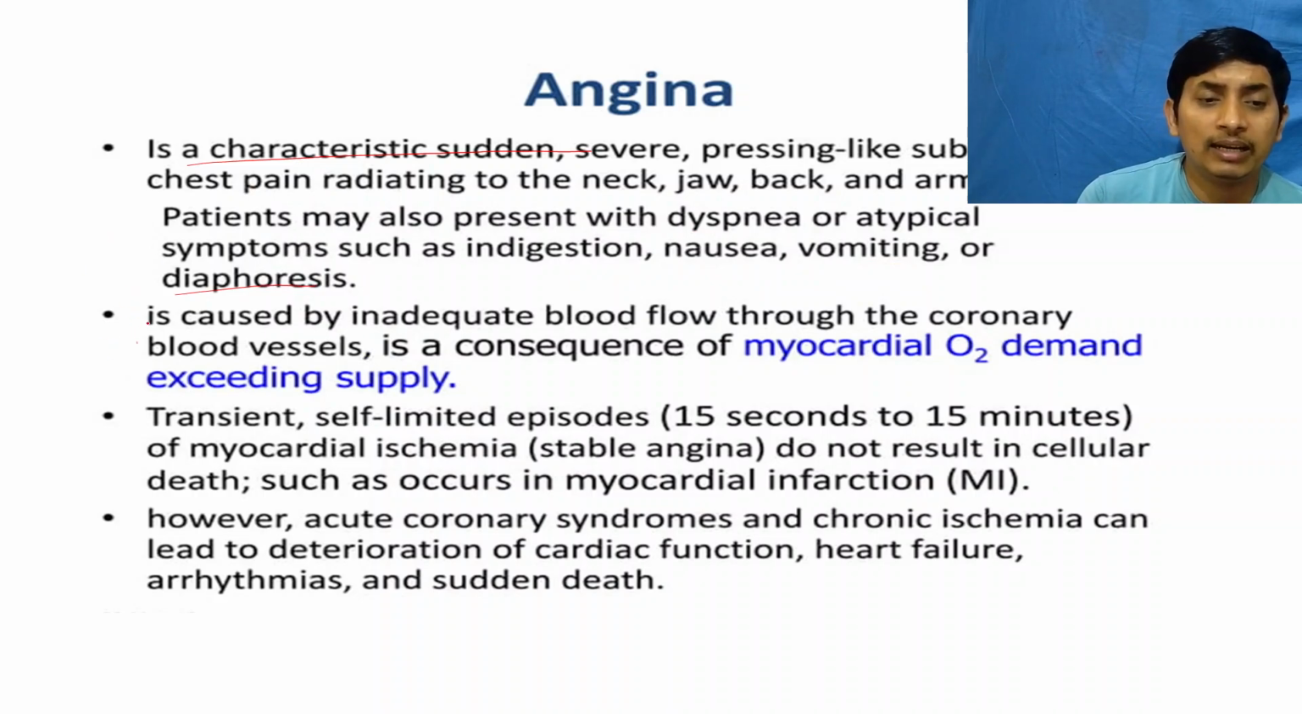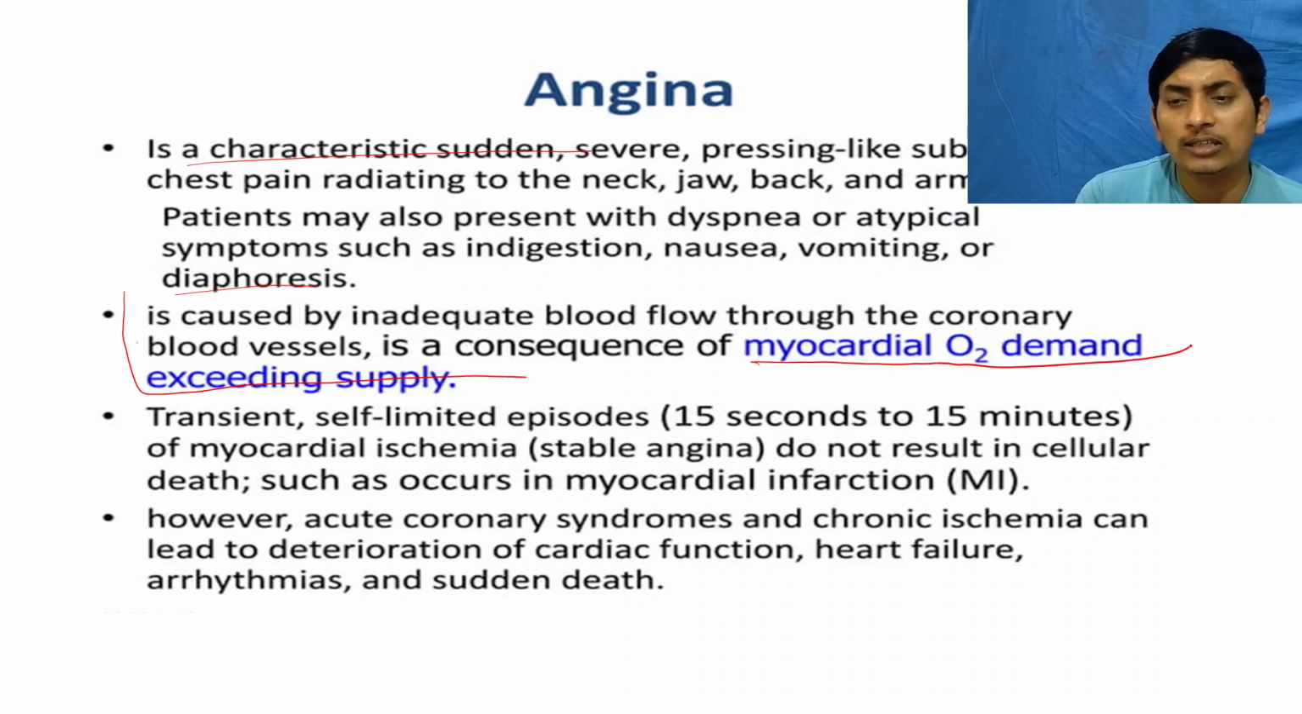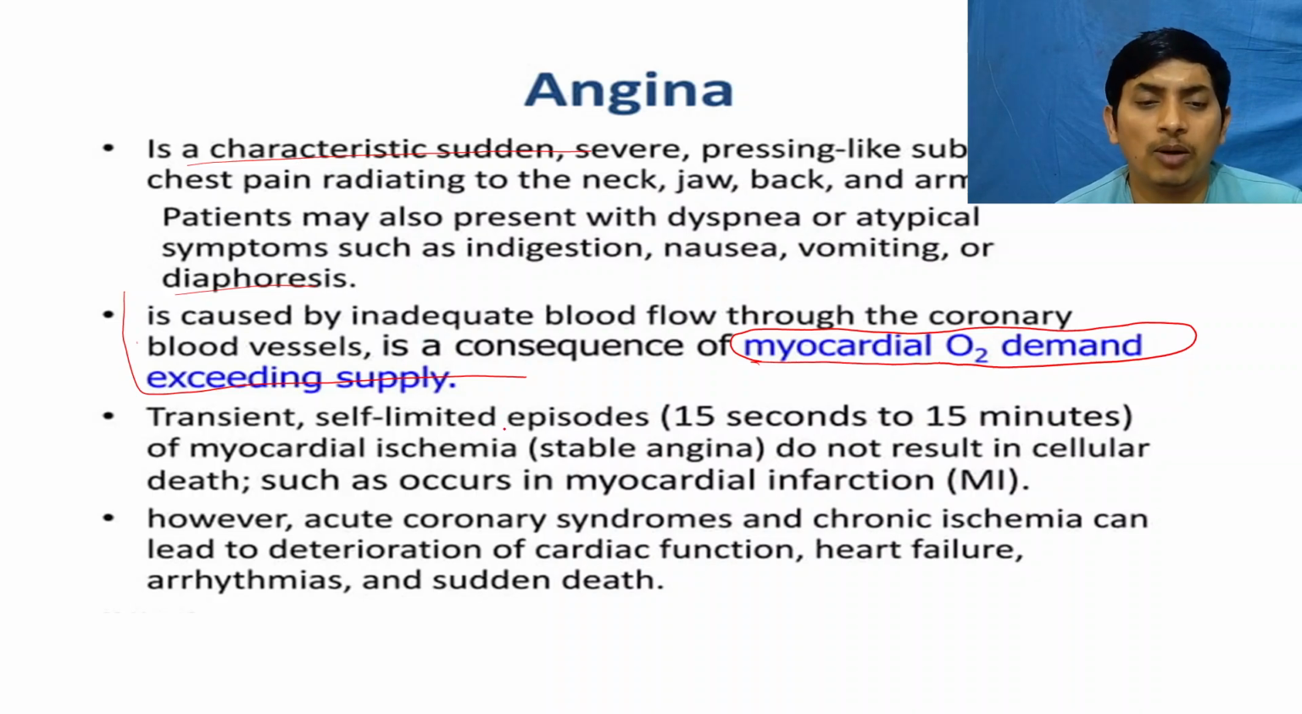Why is it mainly known as angina? Why is it called chest pain? So you can see the yellow and blue color. There is an imbalance in myocardial oxygen demand. Myocardial oxygen demand means our heart muscle demands oxygen. During contraction, during relaxation, while pumping the blood, our heart demands lots of oxygen. Who is supplying oxygen? The coronary artery is supplying oxygen, oxygenated blood.